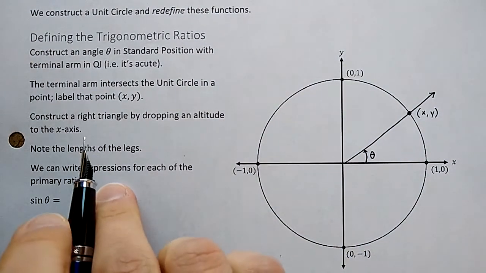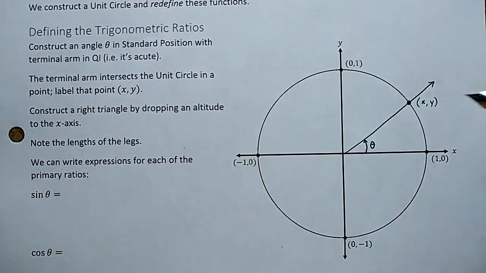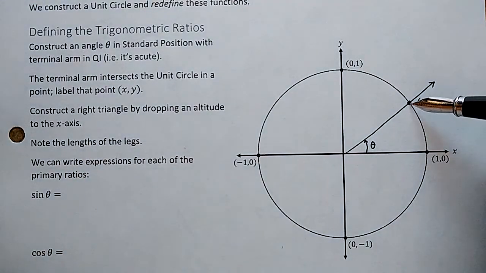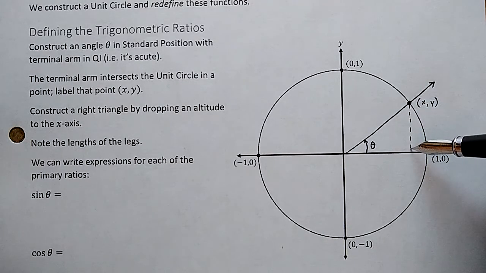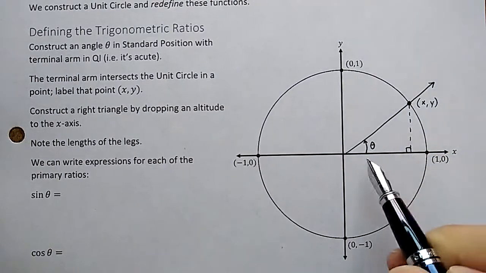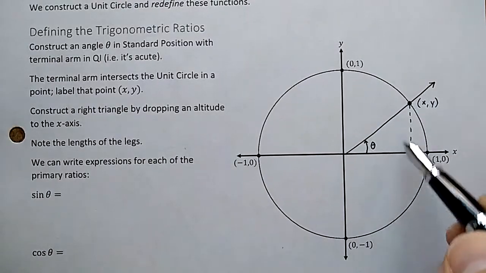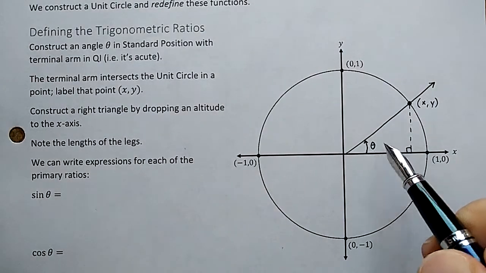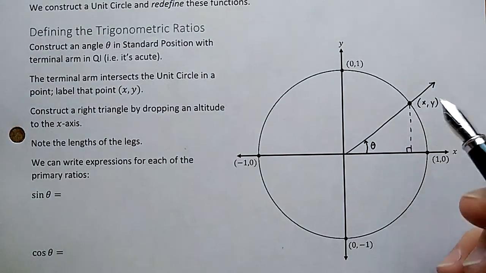We're going to construct a right triangle by dropping an altitude to the x-axis. So an altitude is a vertical line from this vertex straight down to the base. Like that, and it forms a right angle with this base, which is the initial arm. So now you see we have a nice little right triangle, and the angle theta is one of the angles of that triangle. So this is pretty cool, actually.